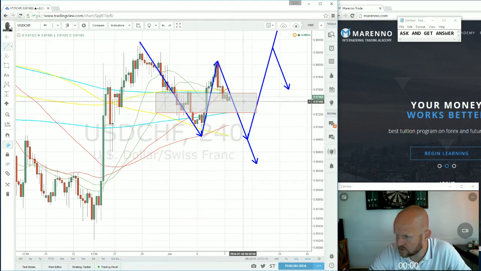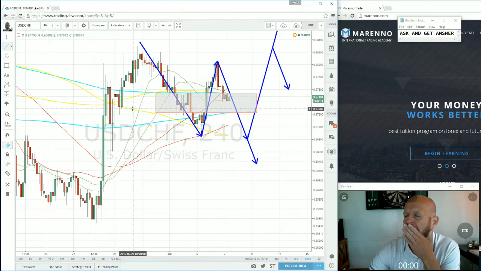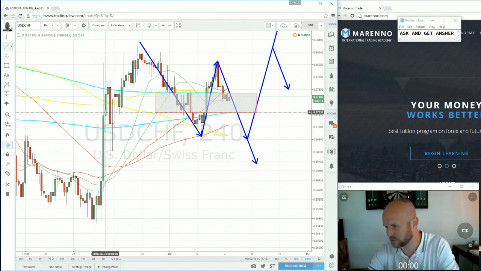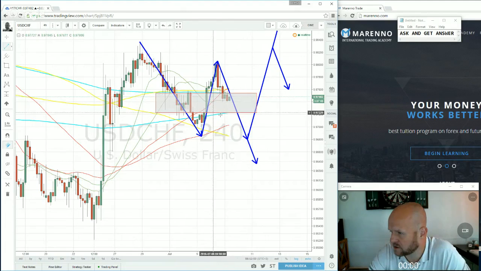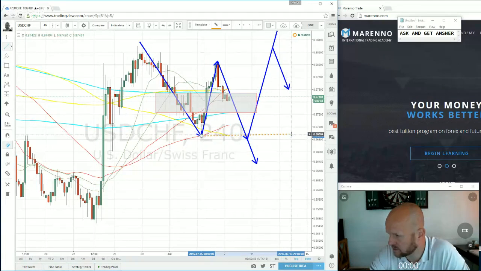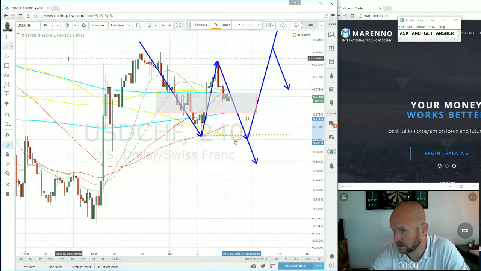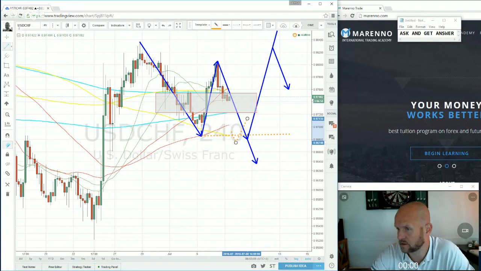Well, as I've drawn yesterday, we do have a potential reversal area here, but I do believe that this level must be cleared before the price will go up. So basically I wait till this level is reached, and then I'm waiting for a pattern here to go up. All right, so that's what I do with the dollar franc.